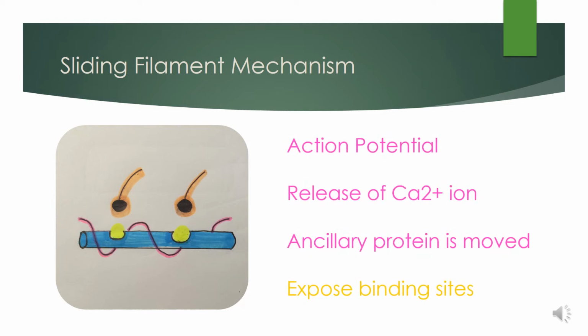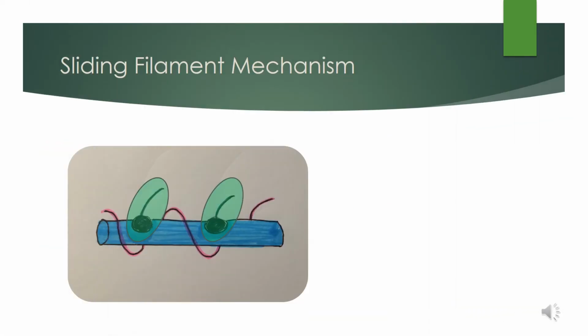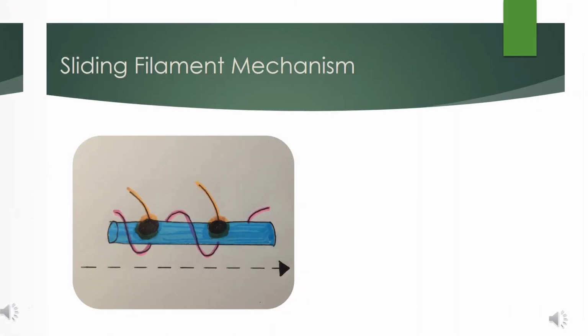Contraction occurs when an impulse from a motor neuron reaches the synapse at the junction with the muscle. An action potential is what stimulates the muscle fiber, causing the release of calcium ions, so the ancillary protein is moved to expose binding sites on actin. This allows the myosin heads to lock into exposed binding sites, forming actomyosin bridges.